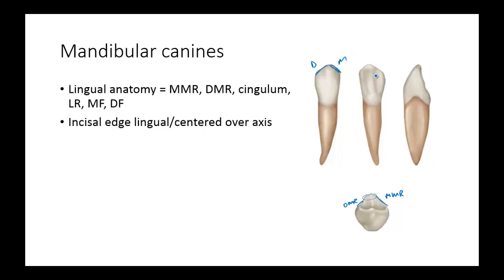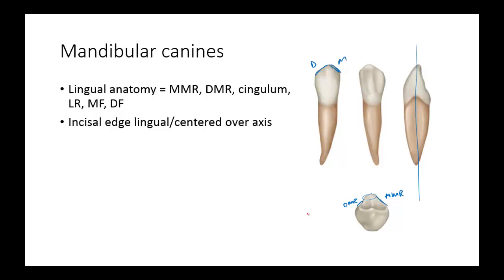Other than that, it's going to be the same thing. You're going to have a lingual ridge that's going to be splitting your lingual fossa into your distal fossa and your mesial fossa, and then the incisal edge is going to either be centered or lingual over the axis, depending on what kind of variant you have. So this one would be kind of a crooked line, but it's going to be slightly lingual to the axis.